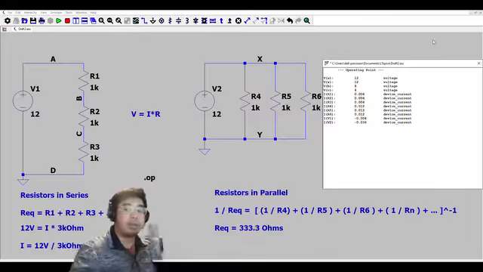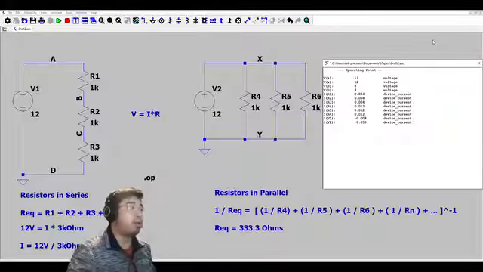Okay, so that explains both series and parallel, and then we can get into more complex circuits.